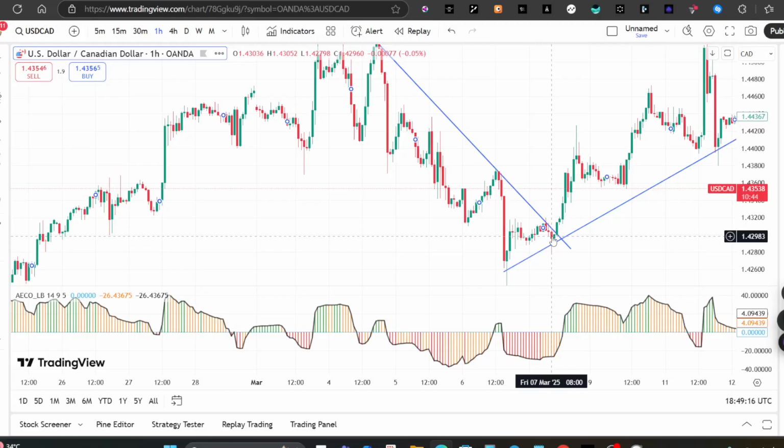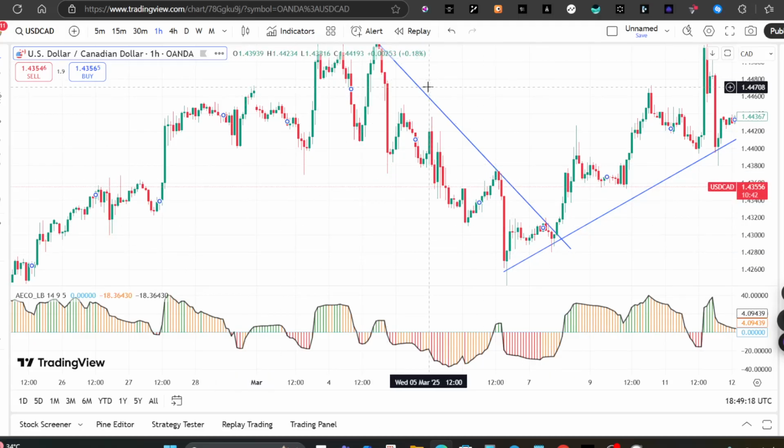So incorporating the Ergodic Candlestick Oscillator into your trading strategy can significantly improve your ability to spot trend changes and momentum shifts, giving you a competitive edge in the market. Whether you are a scalper, swing trader, or even a position trader, this tool can provide valuable insights and help you make more informed decisions.